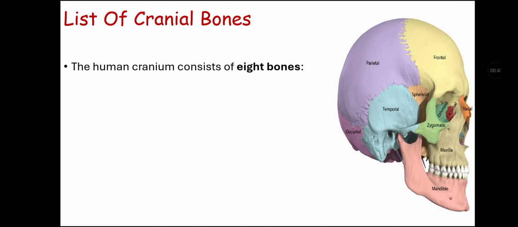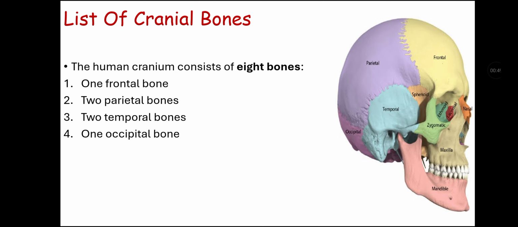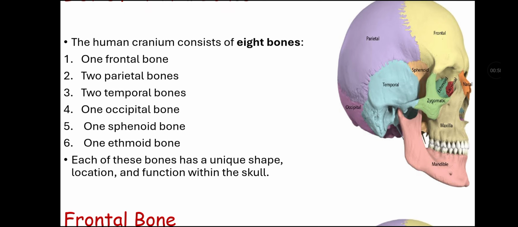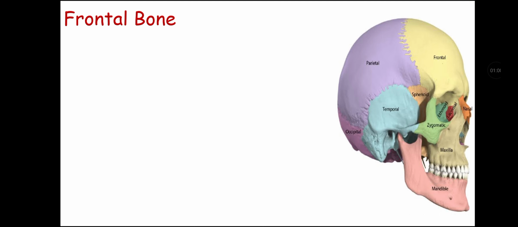List of cranial bones. Human cranium consists of 8 bones: 1 frontal bone, 2 parietal bones, 2 temporal bones, 1 occipital bone, 1 sphenoid bone, and 1 ethmoid bone. Each of these bones has a unique shape, location, and function within the skull. Now let's talk about these bones one by one. First, we have the frontal bone.